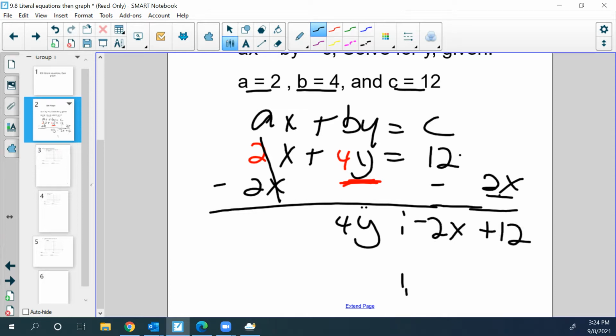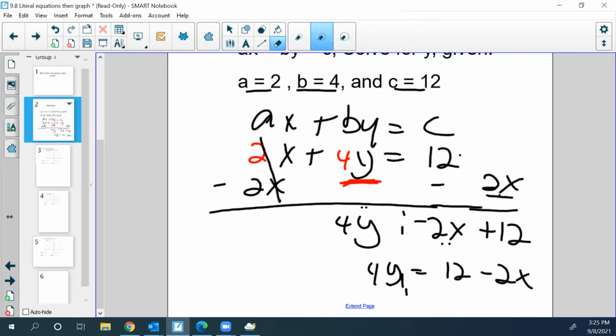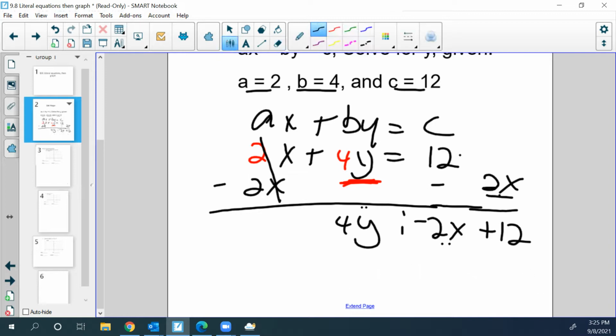Now, if you write 4y is equal to 12 minus 2x, that is fine. That is correct. But the purpose is to add 2x first. All right. Okay. So now we have 4y is equal to minus 2x plus 12. My goal now is to get y by itself.